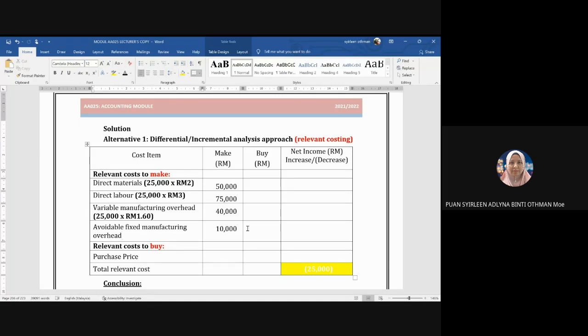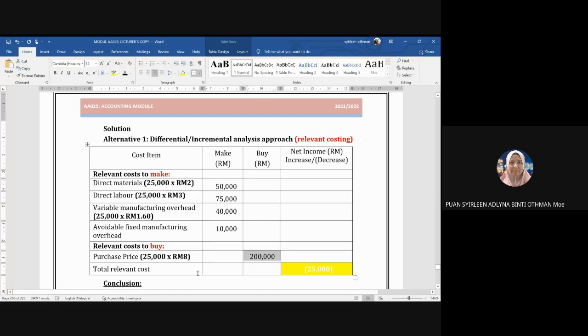Okay, alright. So let's say I want to buy. So bila saya nak buy, okay, how much that I need to pay, alright. So the purchase cost is actually RM25,000 darab RM8. Okay. So nilai yang saya perlu bayar ialah RM200,000.